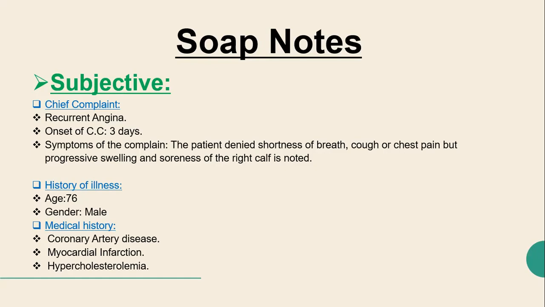Now, in the subjective part, we will note the chief complaint of the patient, which is recurrent angina. The onset of the chief complaint is 3 days. Symptoms of the complaint: the patient denied shortness of breath, cough, or chest pain, but progressive swelling and soreness of the right calf is noticed. History of the illness includes the age of the patient, which is 76 years, and the gender, male. Medical history includes coronary artery disease, myocardial infarction, and hypercholesterolemia.